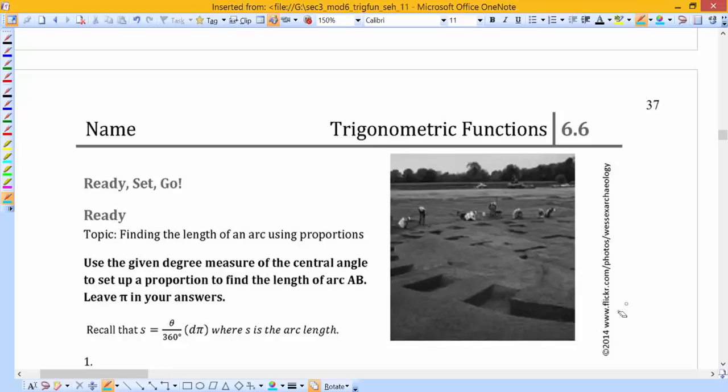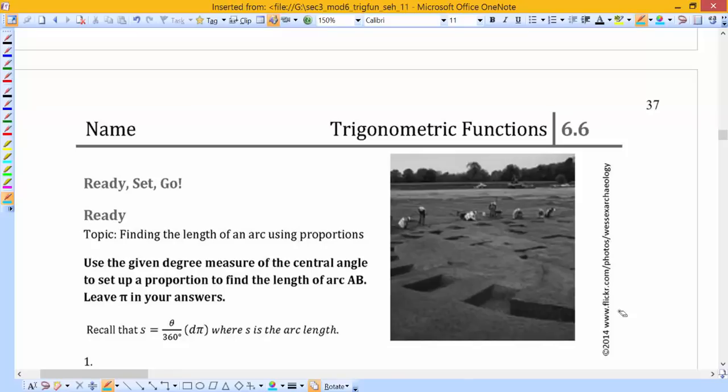6.6 RSG. We're only going to do the ready and the go here. We're going to skip the set. It's a neat little activity that you guys are welcome to do, but I'm not going to take the time to discuss how to do it. My hope is just from this that you guys will be able to find arc length and be able to convert back and forth from degrees and radians.